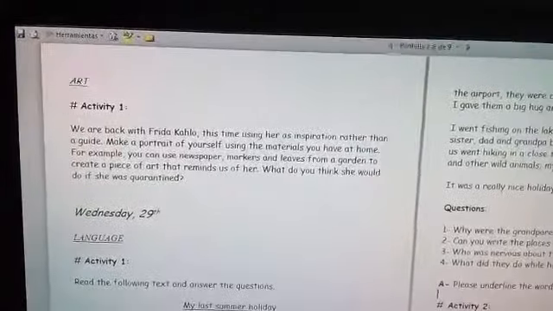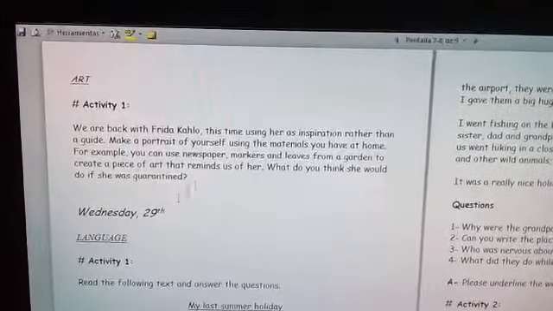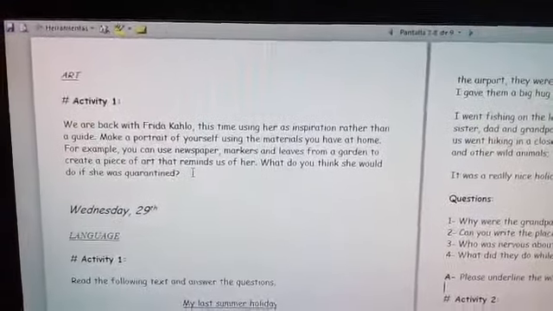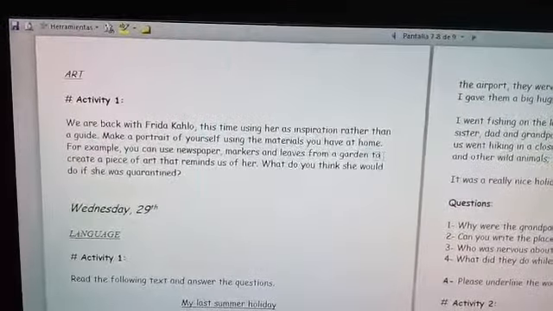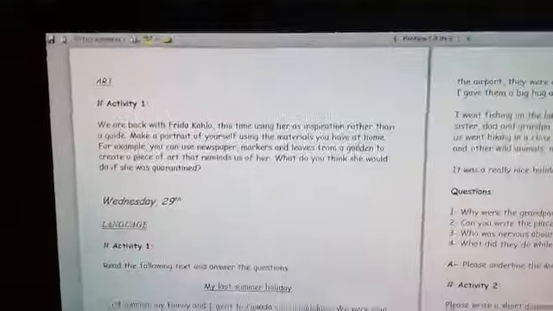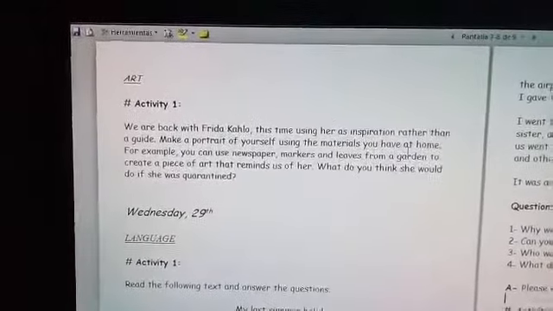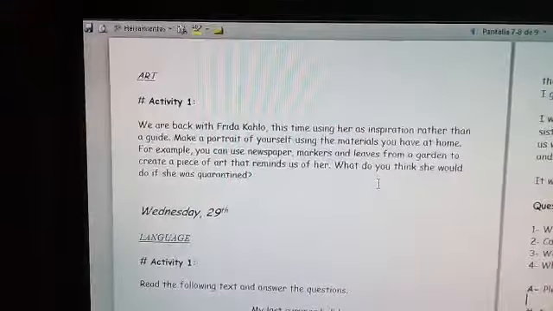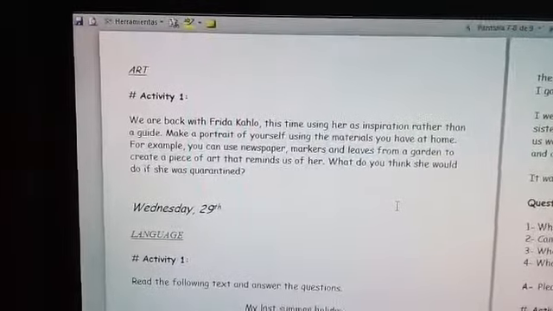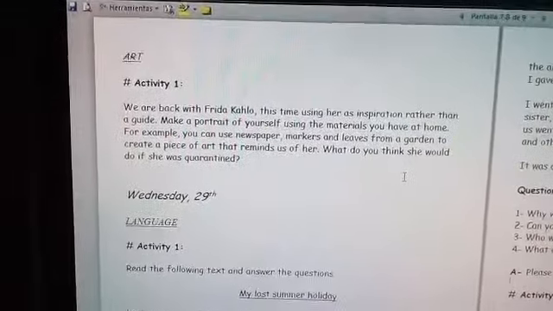Now for art, we are back with Frida Kahlo, this time using her as an inspiration rather than a guide. You have to make a portrait of yourself using the materials you have at home. For example, you can use newspaper with glue, or you can use leaves, you can use feathers, you can use whatever you have. It's basically for you to think what she would do if she was in quarantine, what materials she would use if she was in quarantine right now.